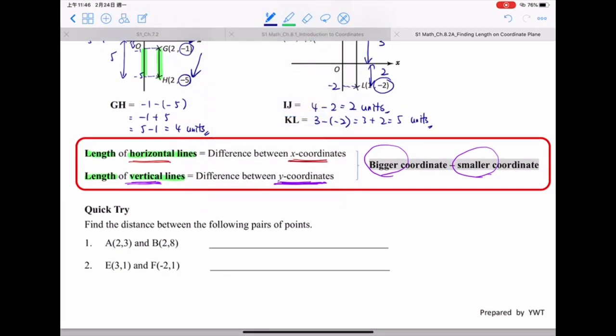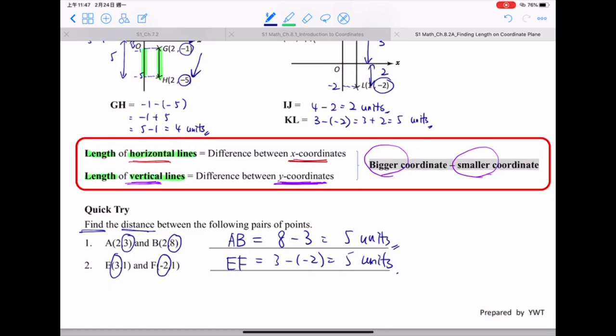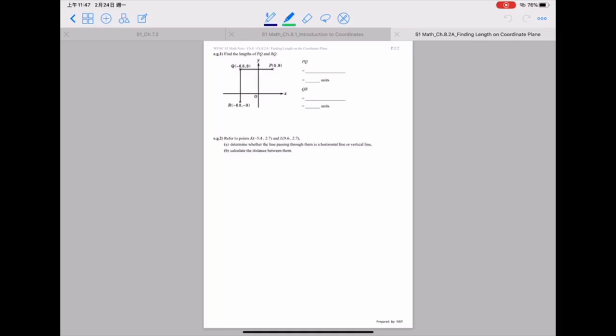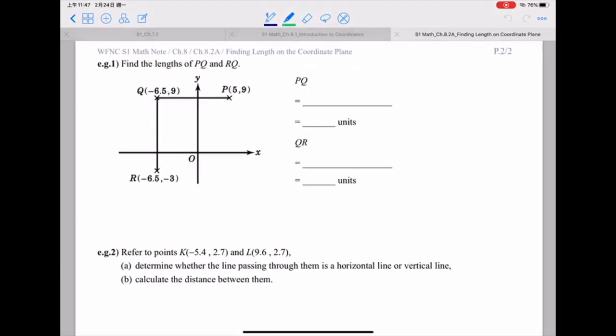Question 1, AB. Find the distance between the following pairs of points. That means you're going to ask for the length of CD and EF. So we can figure out the two different coordinates to do the subtraction. So this one, 3 minus -2. Both of them are also equal to 5 units. Don't forget the word units, okay? Next page.